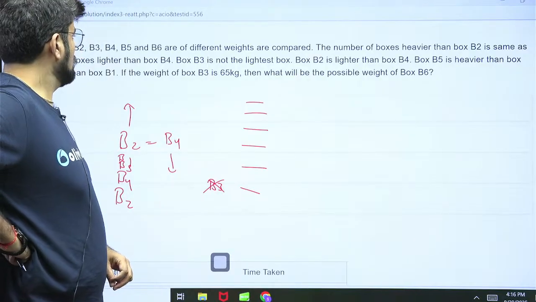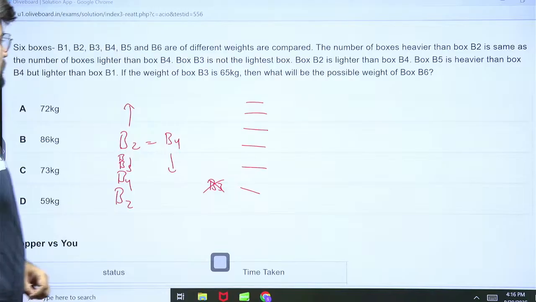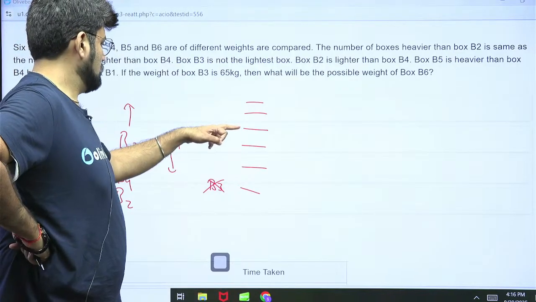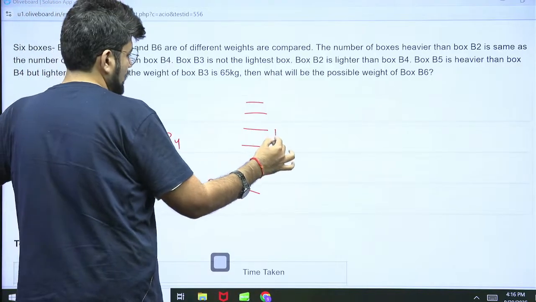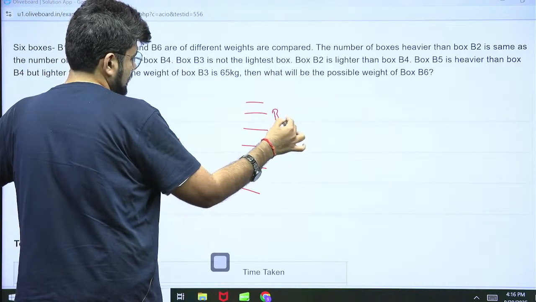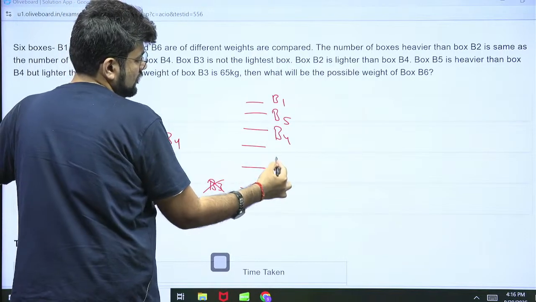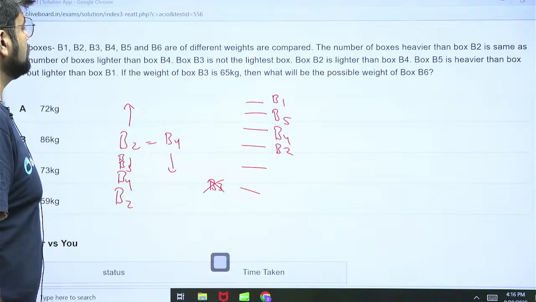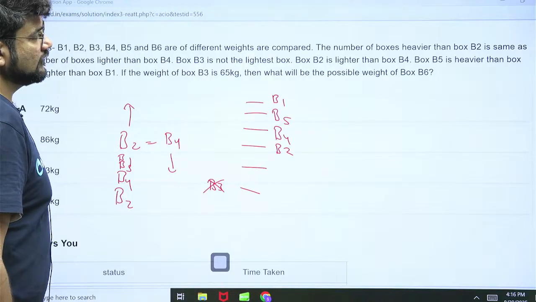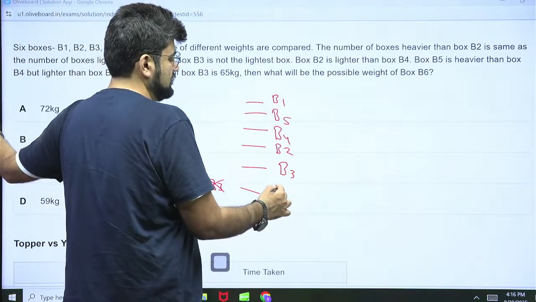So where else can we put it? If they are the top 3, B4 is here. B2 will have to be here. This is the only option. So you will have B4, B5 and B1, right? Why? Because they told you that as many are heavier than B4, as many are lighter than B2. Okay. And they have told you that B3 is not the lightest box. So B3 has to be here, B6 has to be here.